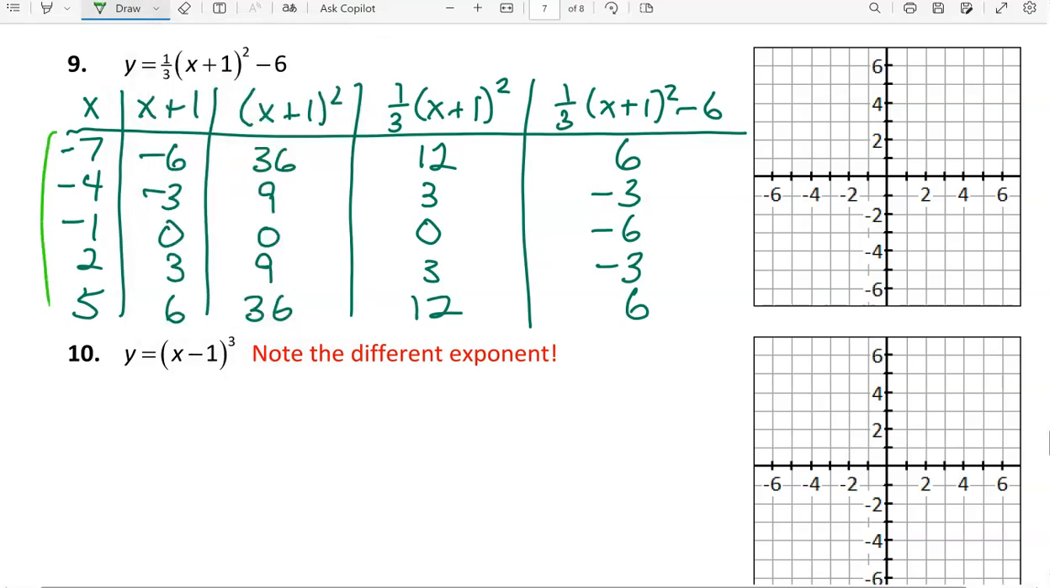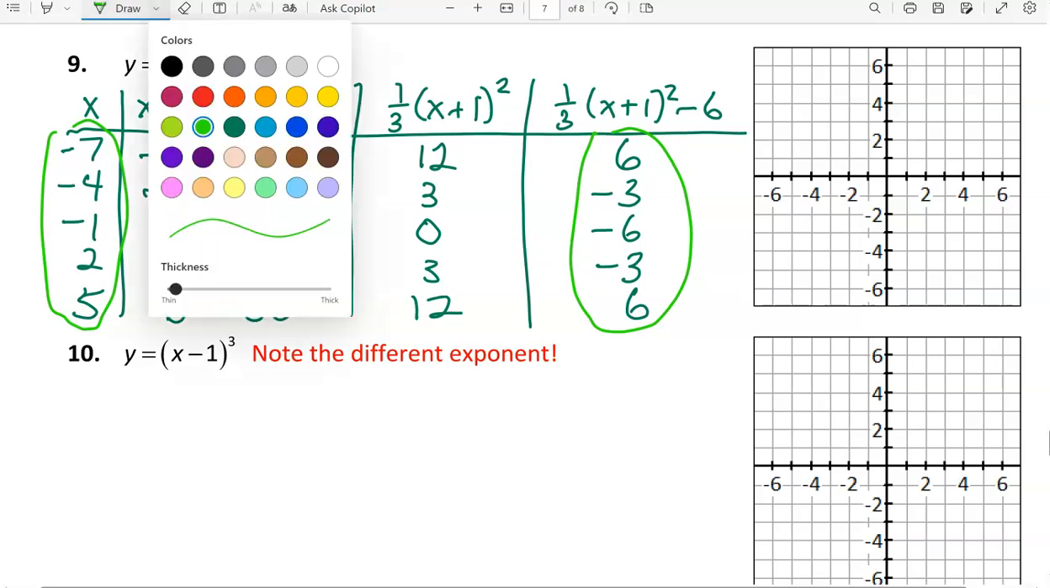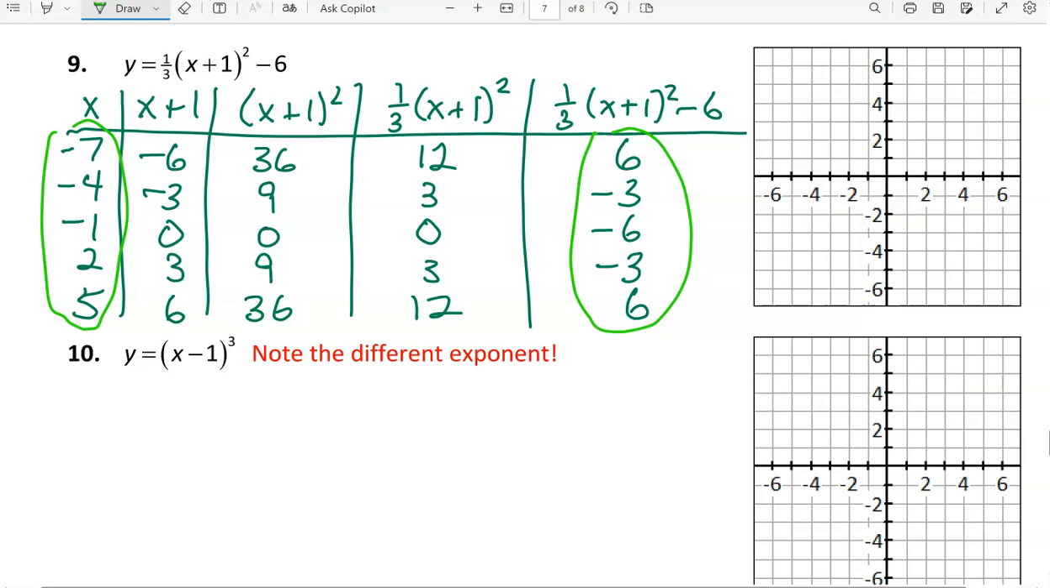And the first and last columns are our x, comma, y's. So we can graph each of those pairs. -7, comma, 6. -4, comma, -3. And -1, comma, -6. -2, comma, -3. And lastly, 5, comma, 6. And then we can connect, and we see that nice parabola shape.